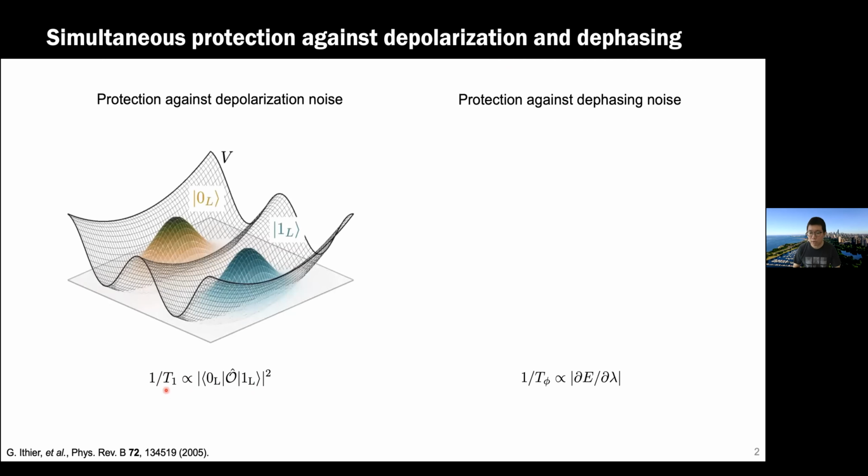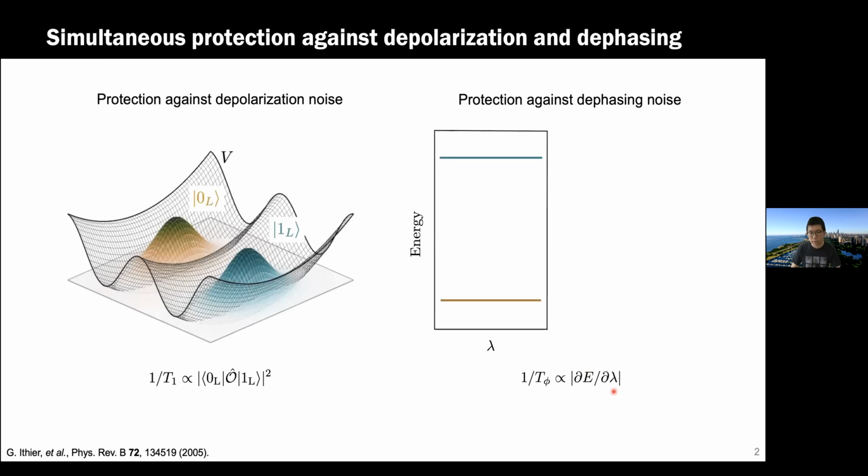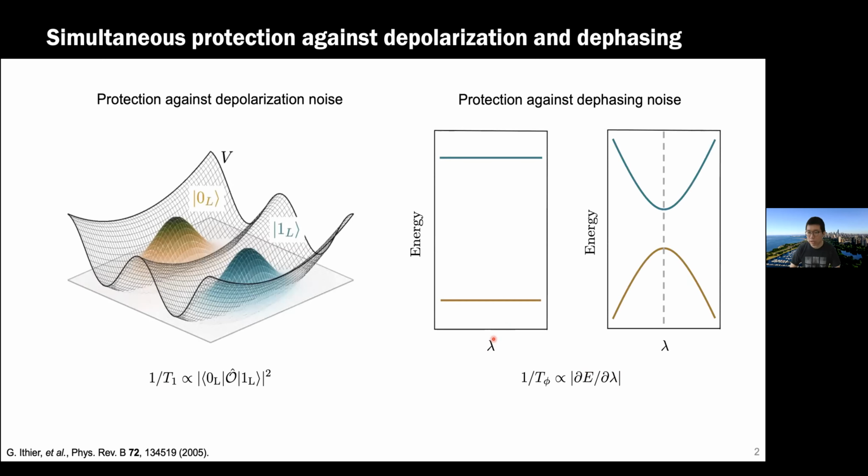Dephasing noise is characterized by the sensitivity of the energy level with respect to the noise parameter, here denoted by lambda. Ideally, we would like the energies to have an exponentially small dependence on the noise parameter, but this usually poses strict requirements on circuit parameters and is sometimes challenging to realize in an experiment. So one step back is to operate a circuit at the so-called sweet spot, where the energy difference reaches an extremum and gives you first order insensitivity to the dephasing noise.